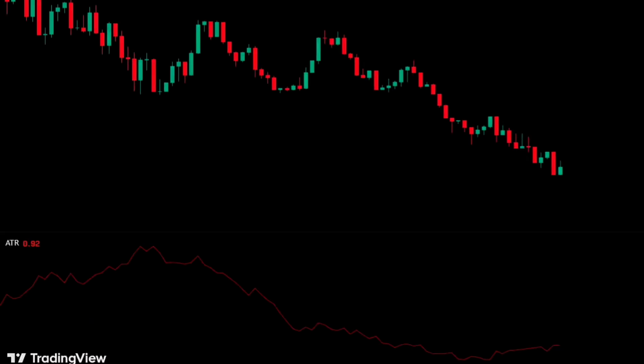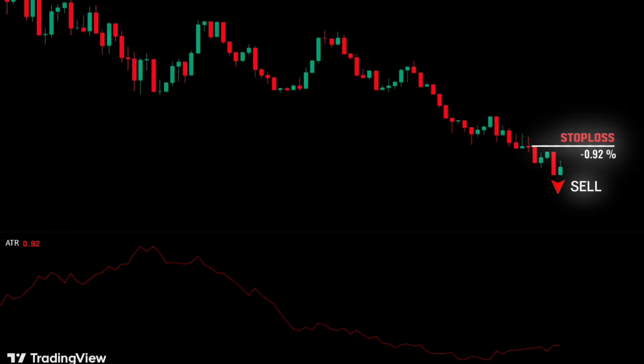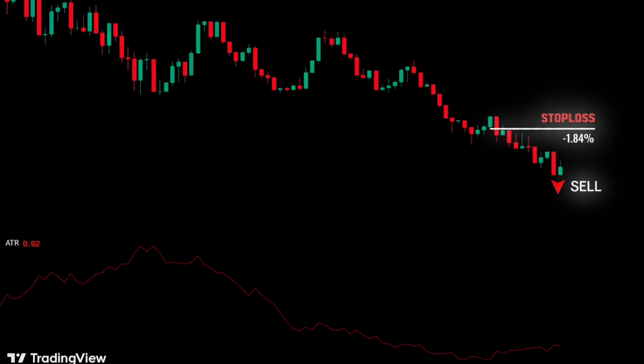On the flip side, suppose you take a sell trade and ATR shows 0.92. You can place your stop loss 0.92 points above your entry. If you want a wider stop, you can multiply that value by 2, so your stop loss becomes 1.84 points above your entry. This method gives you a stop loss based on actual market movement, not guesswork.